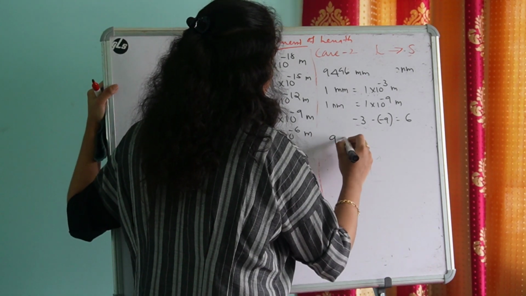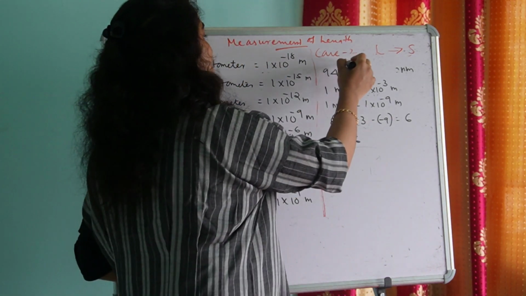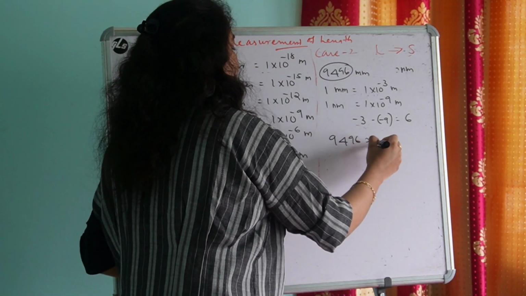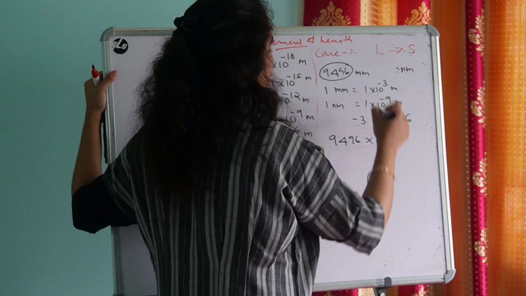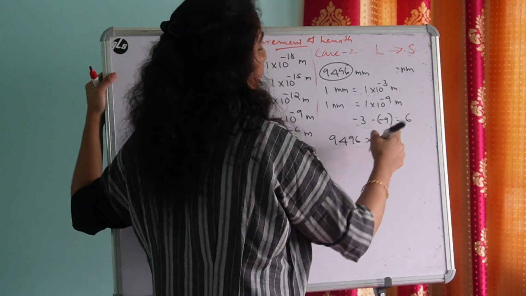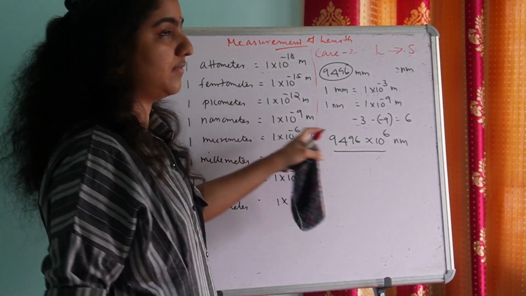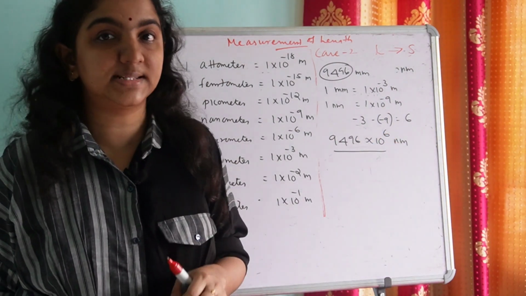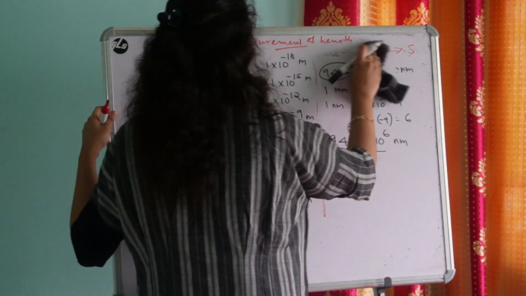Now I have to simply multiply the given numerical value by 10 to the power of the difference between these two powers, so 10 to the power 6. So this is the value in nanometer. Is it clear, guys? Conversion of units?